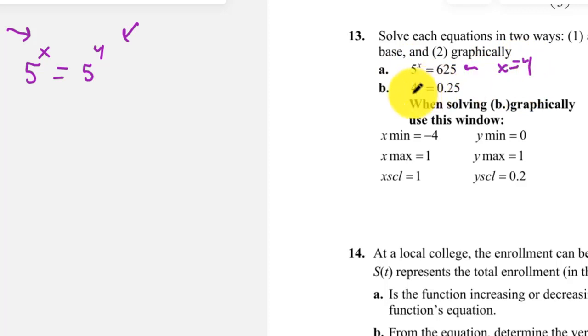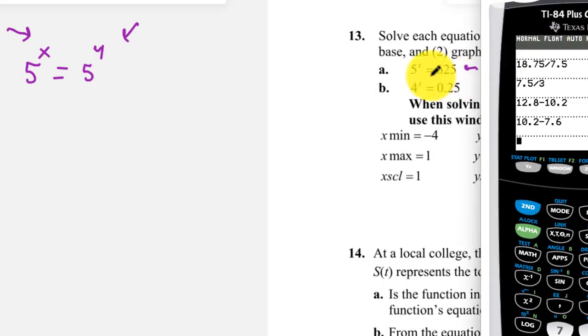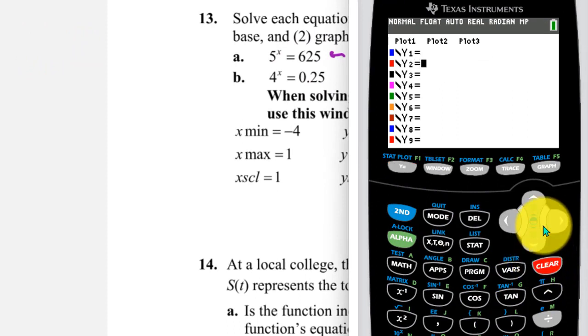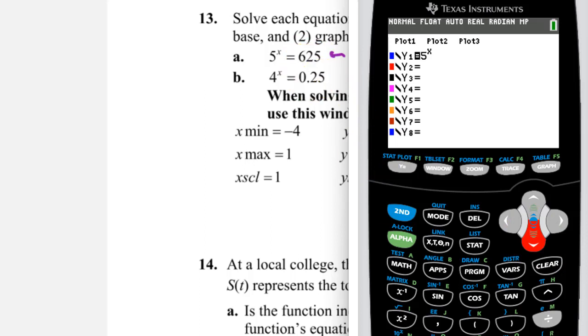But if you didn't see that, I would just suggest graphing both sides of the equal sign, okay? So, for example, the left side is 5 raised to the x. So I clear all this out. Also, make sure your Plot 1 is not highlighted, right? When we were doing scatter plots before, we highlighted this Plot 1. So we want to take that black box off by hitting the up arrow, pressing enter, and then the down arrow. Okay, so the left side of the equal sign is 5 raised to the x, and the right side of the equal sign is 625.